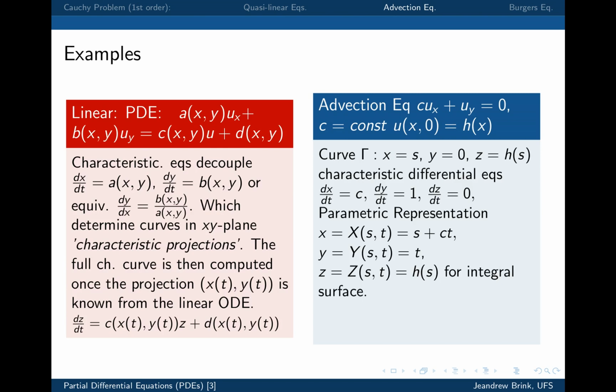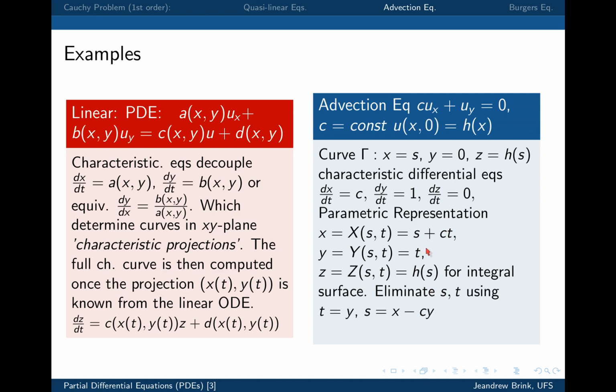Okay, so there we have a parametric representation for the integral surface. Now we basically need to go through the steps that we did to actually work out the conditions for its existence, and it just illustrates it. We want to eliminate s and t. So here it's easy to eliminate t. t is just equal to y. So we put that into that expression, and then you get s is simply equal to x minus cy.